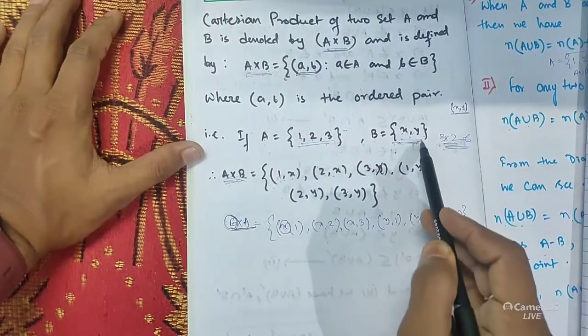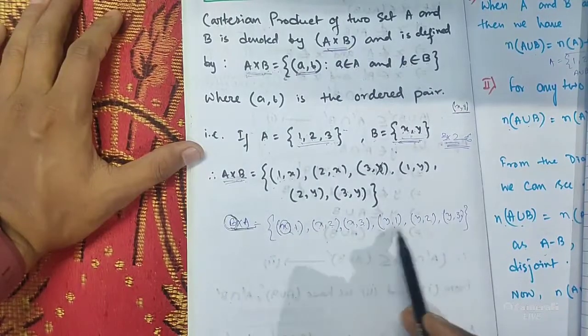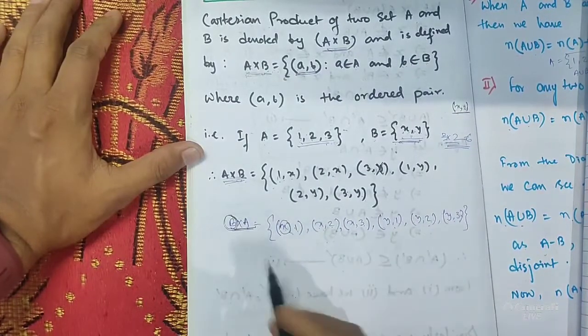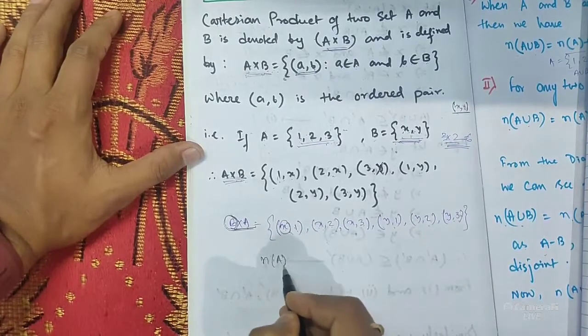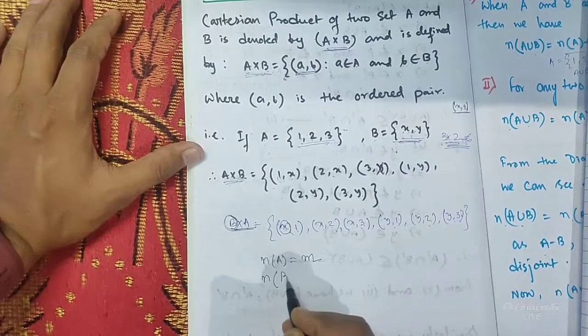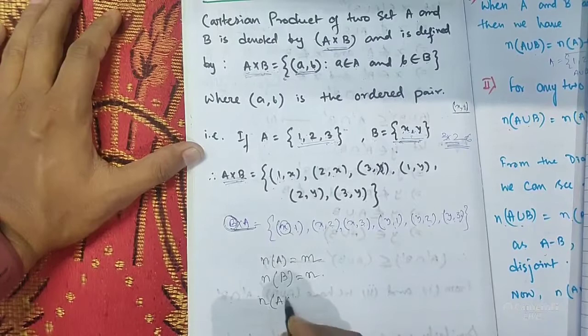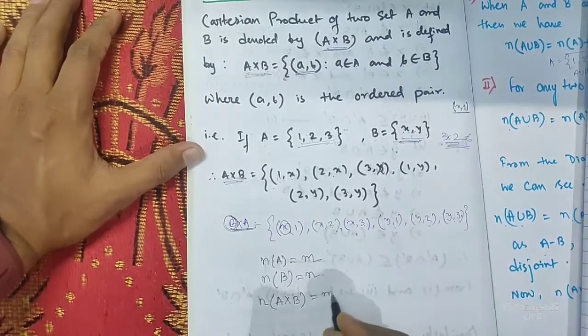Now total how many ordered pairs will you get? 3 into 2, 6. 6 ordered pairs you will get: 1, 2, 3, 4, 5, 6. Is it clear? That means if the number of elements in A is equal to m and the number of elements in B is equal to n, then the number of elements in A cross B is equal to mn.